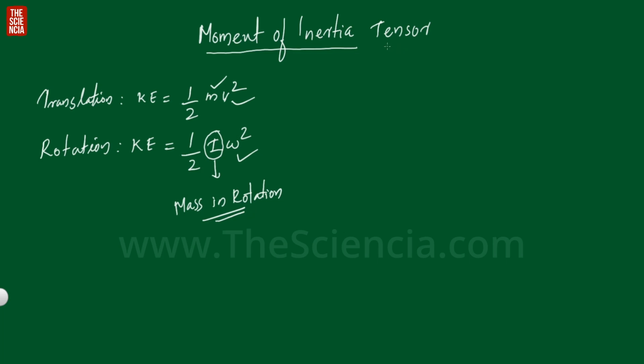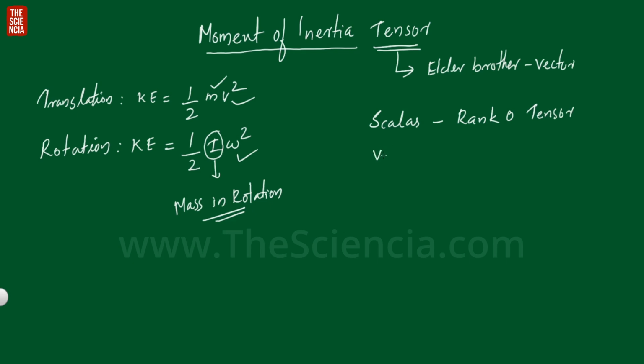And the next term, that is tensor. What is meant by a tensor? I tell you, tensor is an elder brother of vector. Why? I think you already know a scalar is nothing but a rank 0 tensor, and a vector is nothing but a rank 1 tensor.